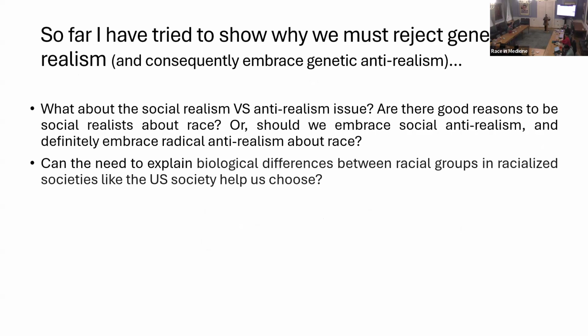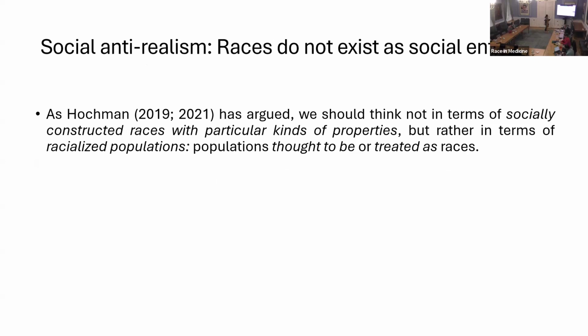But what about the social realism versus anti-realism issue? Are there good reasons to be social realist about race? Or should we embrace social anti-realism and so definitely embrace a radical anti-realism about race? Can the need to explain biological differences between racial groups in racialized societies like the US help us to make this choice? As Ockman has argued, we should think not in terms of socially constructed races with particular kinds of properties, but rather in terms of racialized populations. So according to him and to social anti-realists, there are only racialized populations, that is, populations thought to be or treated as races.